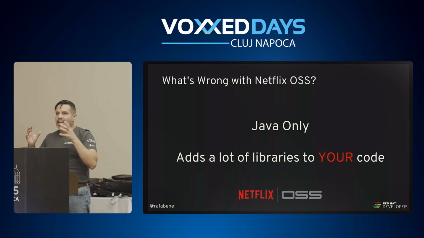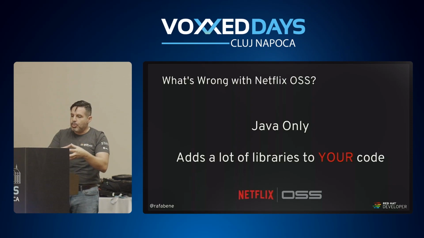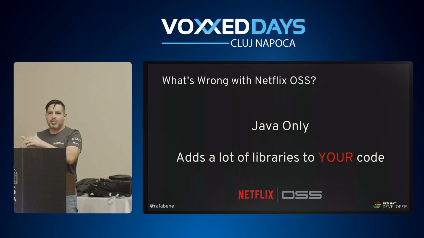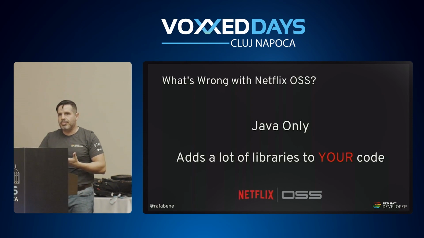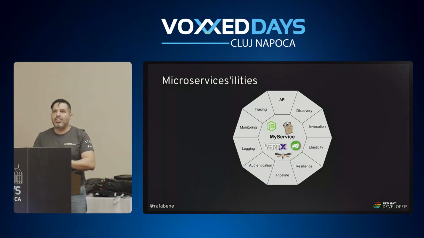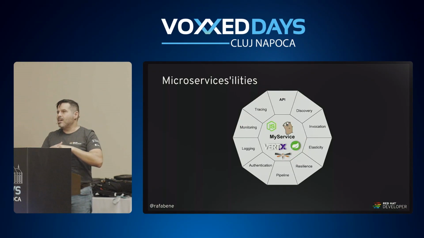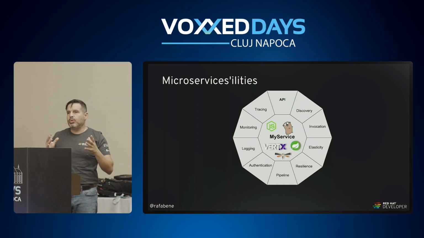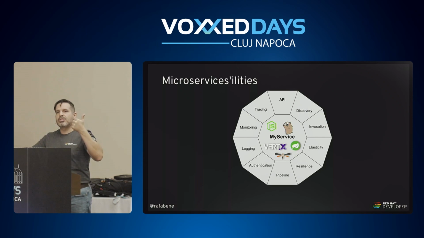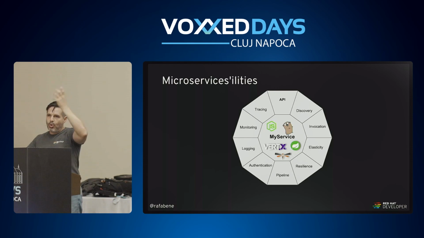But what's wrong with Netflix OSS? It's Java only. It's a library that you need to add to your project to provide resilience, load balancer, circuit breaker, all those functionalities. And when we are talking about microservices, we are not only talking about Java. We need to consider that we can run JavaScript, we can run Go, we can run Ruby, we can run Python.